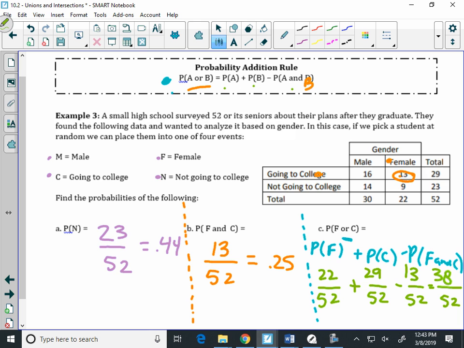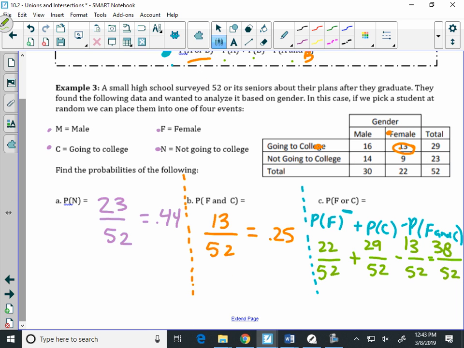Just for practice sake, what is 38 over 52 as a decimal? 0.73? Yeah. About 73% of the people are either female or going to college. Or one or the other. Questions over that?